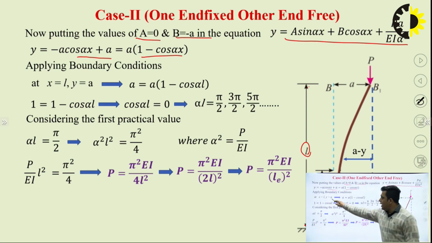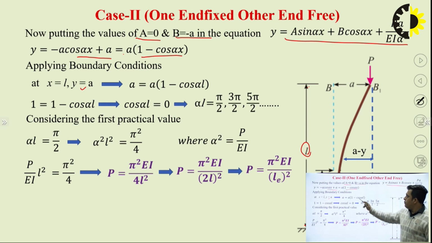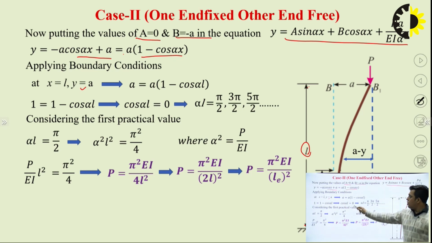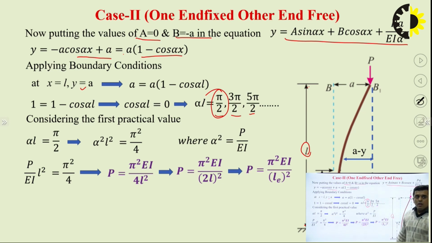Now, if you write x equal to L and y equal to a in this equation, in place of y you have written a, in place of x you have written L. You will get this term, but you are getting cos alpha L equal to 0. Cos is 0 at pi by 2, 3 pi by 2 and 5 pi by 2. Taking the least value, the first value, you are getting alpha L equal to pi by 2. Squaring both sides, alpha square is equal to pi square by 4. Replacing alpha square by P by EI, you are getting this term.